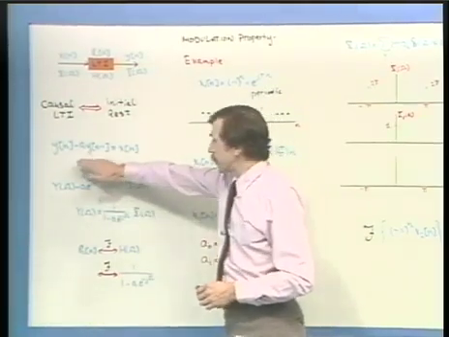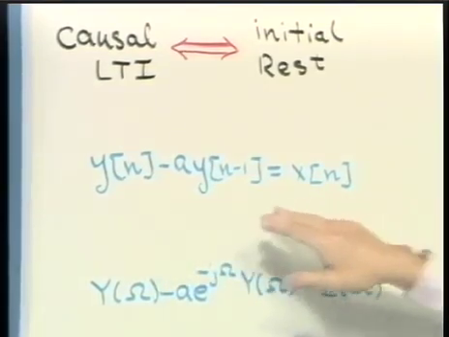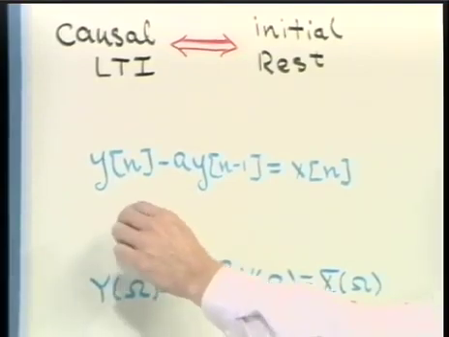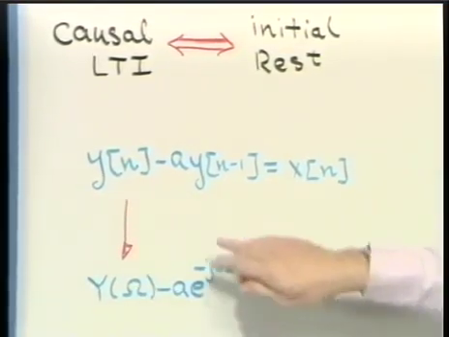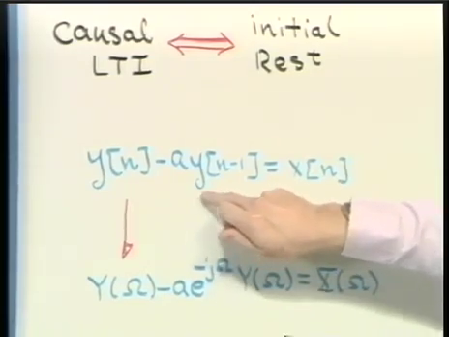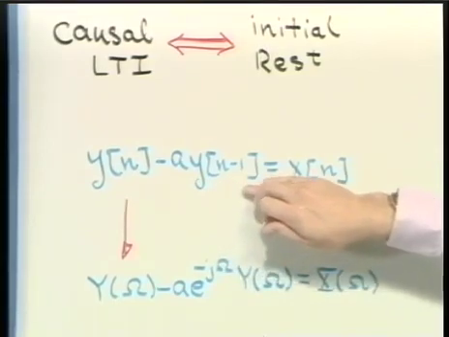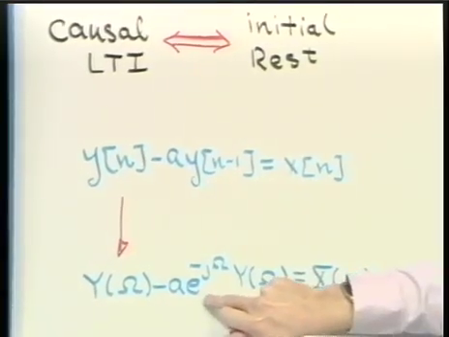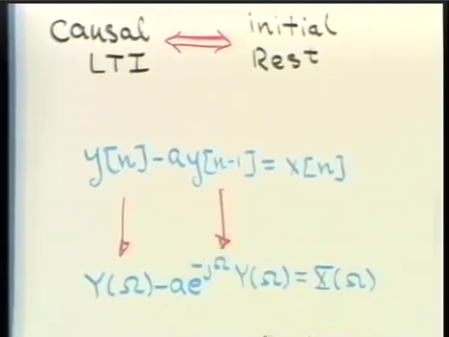Well, just as we did in continuous time, we can consider applying the Fourier transform to both sides of this equation. And the Fourier transform of y of n, of course, is Y of omega. And then using the time shifting property, the Fourier transform of y of n minus 1 is Y of omega multiplied by e to the minus j omega. And so we have this.